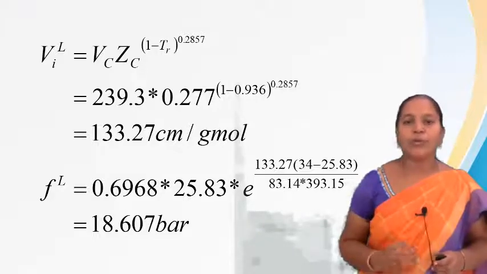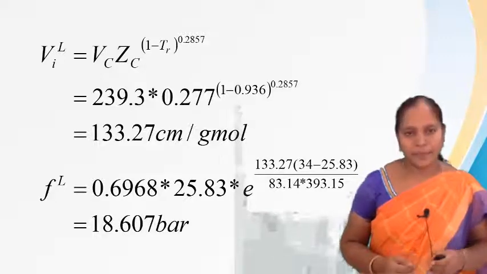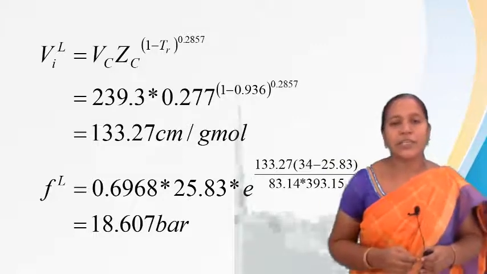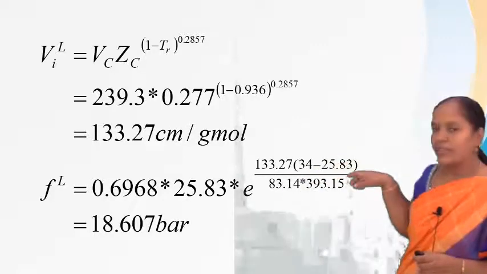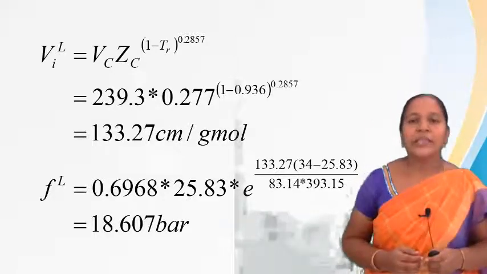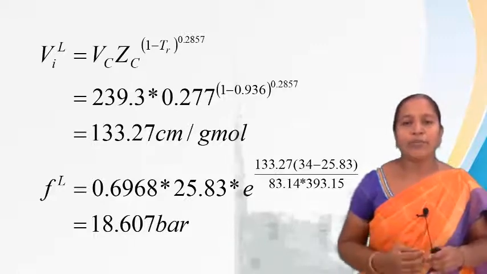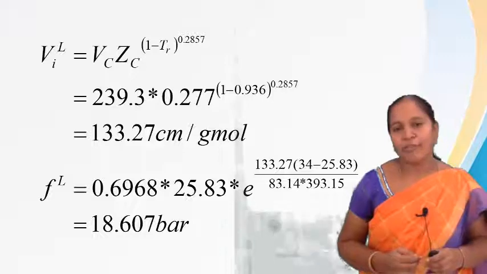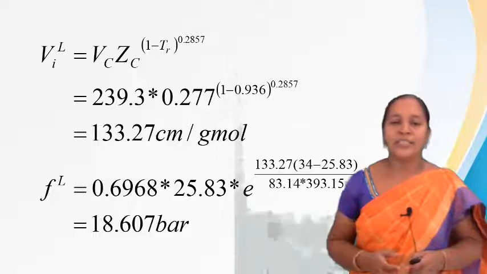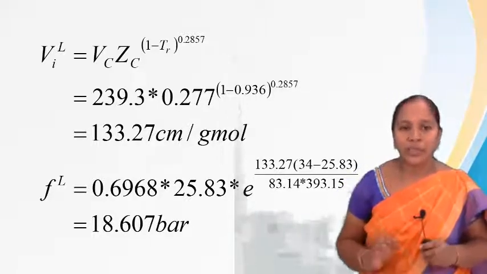After getting the volume, we know all the parameters in the liquid fugacity expression. Therefore, fL is equal to 0.6968 into 25.83 into e power 133.27 multiplied with (34 minus 25.83) divided by 83.14 into 393.15. After simplification, we get the value of 18.607 bar.